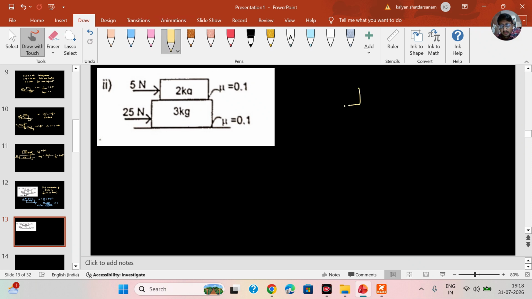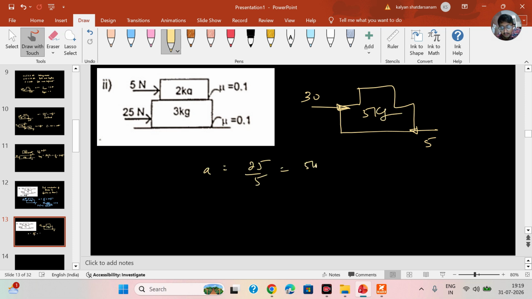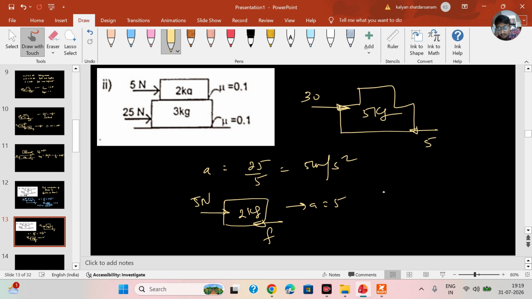So are they moving together? Just want to check. No, sir. Okay, let me check. 30. The kinetic friction is 5. This is 5 kg, so combined acceleration is 25 by 5, 5 meter per second square. So I'll take the upper block, 5 Newton, friction, 2 kg, acceleration is 5: 5 minus F is 10.